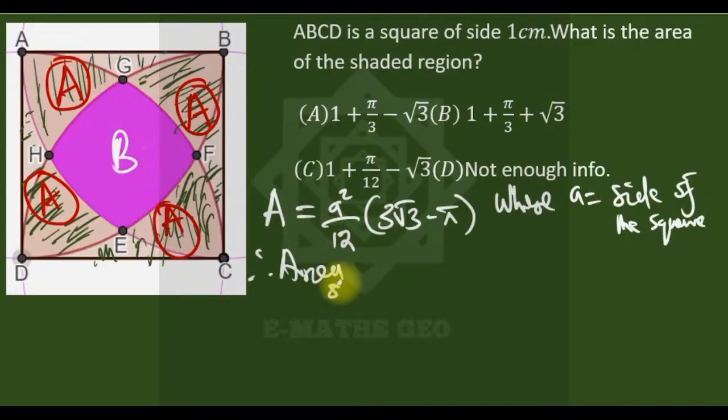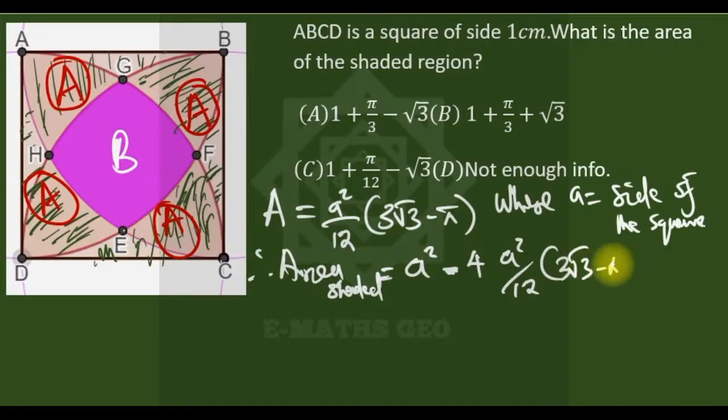area shaded, is now equal to the area of the square, which is a squared, minus 4 of this, as you can see, CBG, BAH, ADE, and finally DCF. Do you see it? So minus 4 times a squared over 12 times 3 root 3 minus pi.